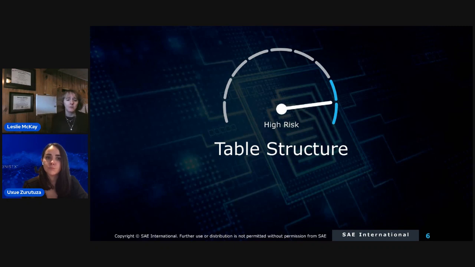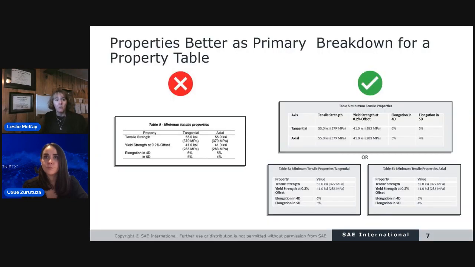So we're going to start with table structure. When you think about how risky it is if your table structure is digital ready or not, it's really high risk, because your tables contain data, and they often contain data that you need to reference in some way. So it's very important to think about how you're structuring tables. From a very basic level, you need to think about what you're putting in your column headings versus what you have in your rows. I've used the example of property tables here.